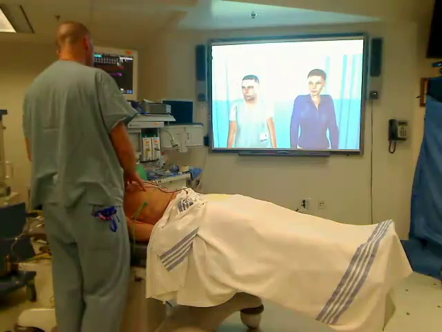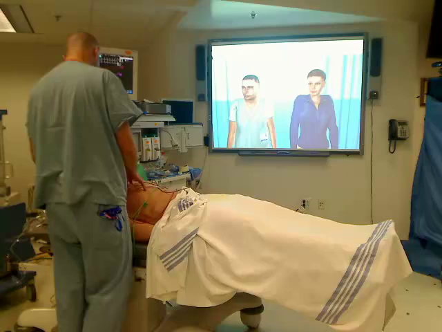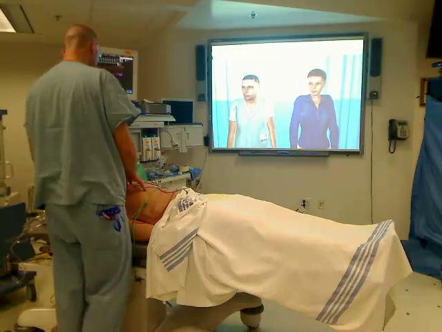After the tutorial, they participated in a team training exercise involving a patient complaining of chest pain after surgery. Their task was to assess what was wrong with the patient and to treat him.